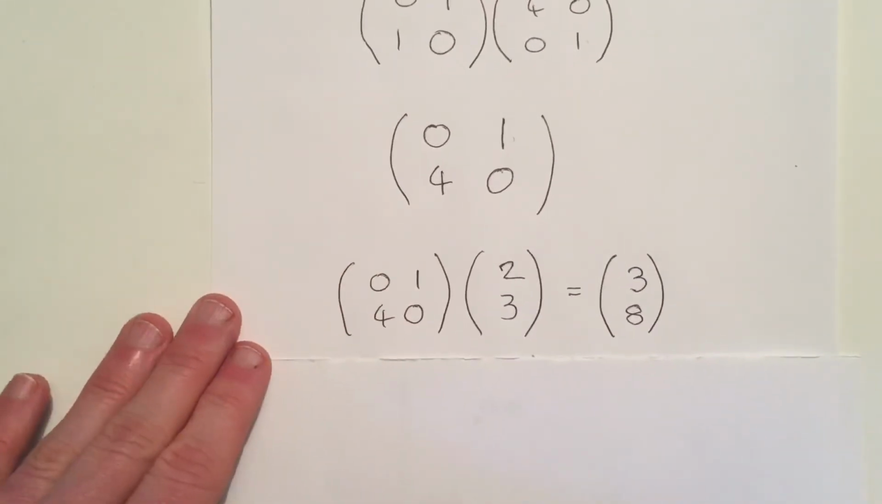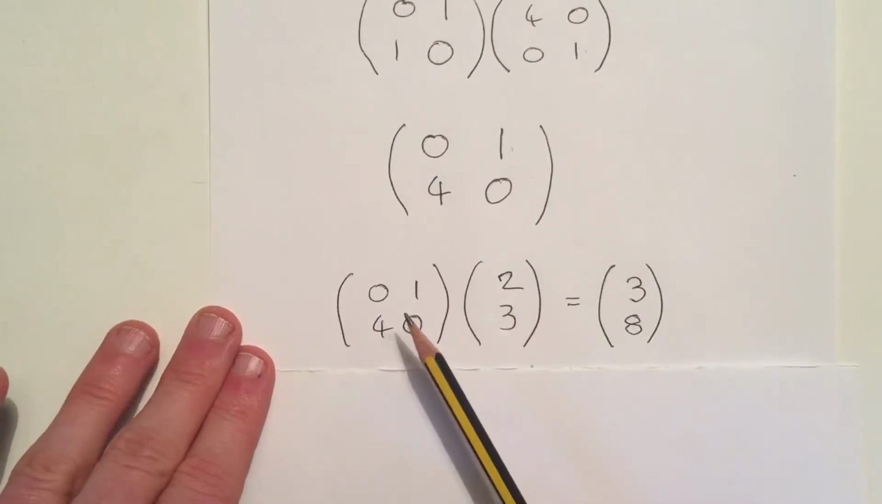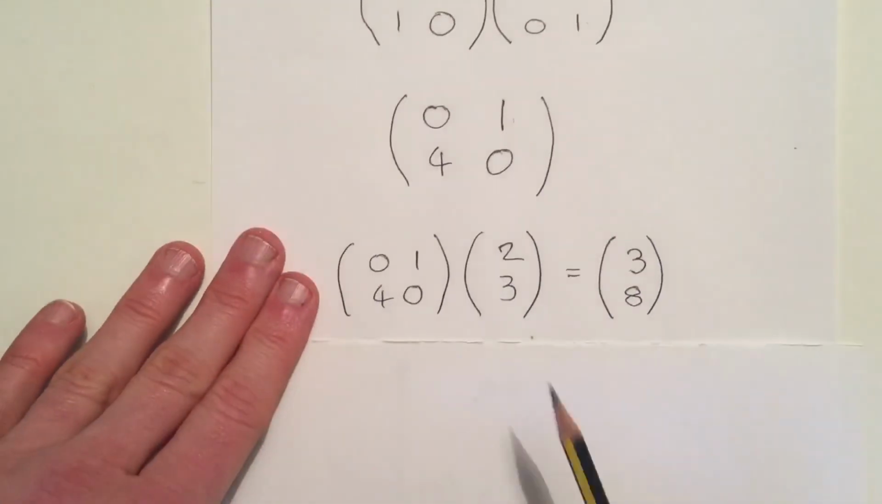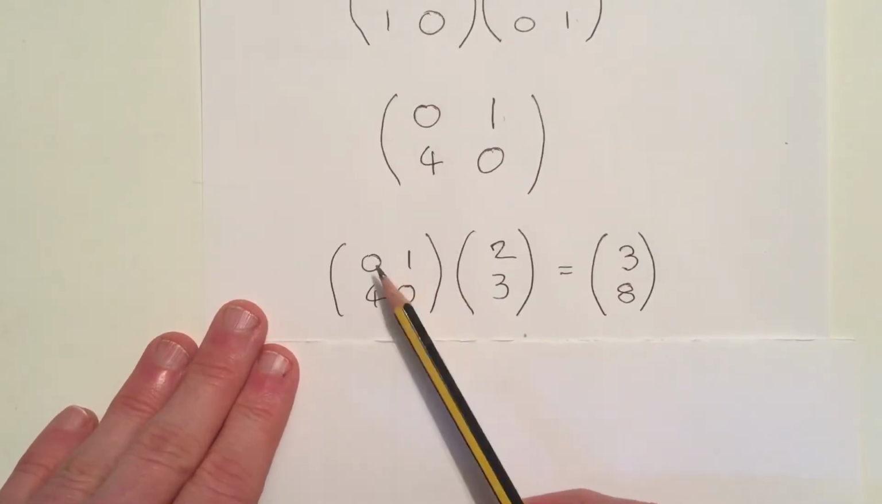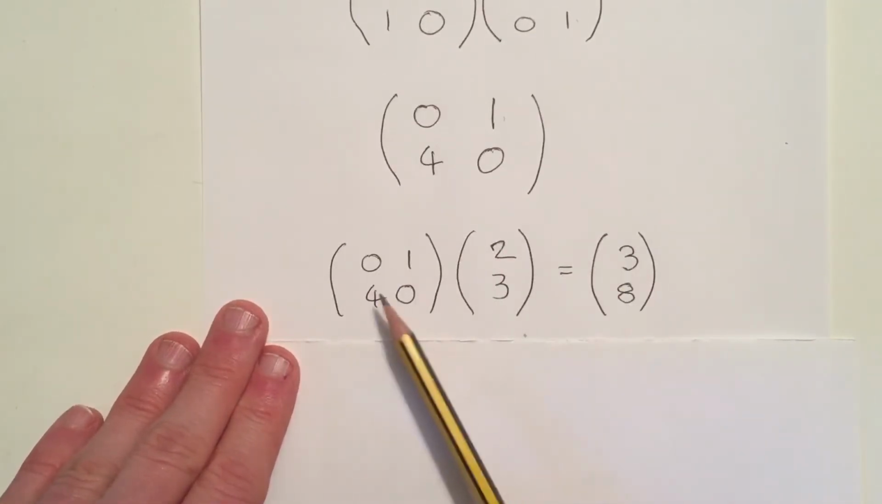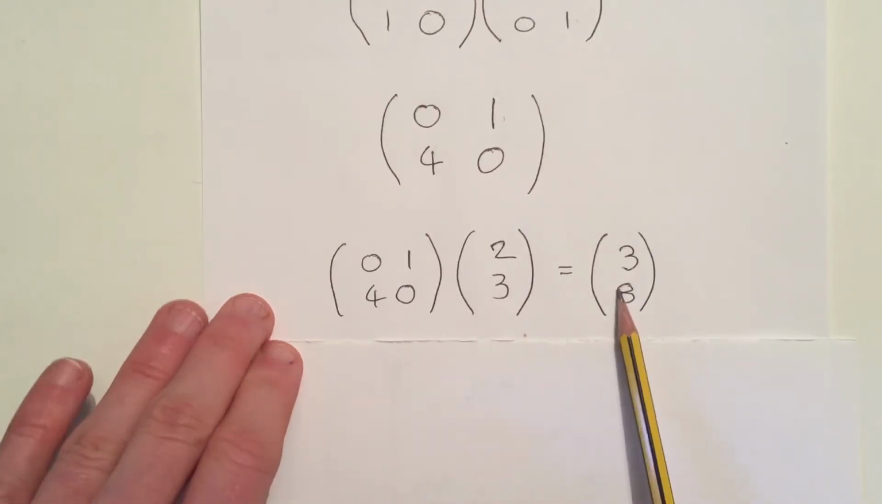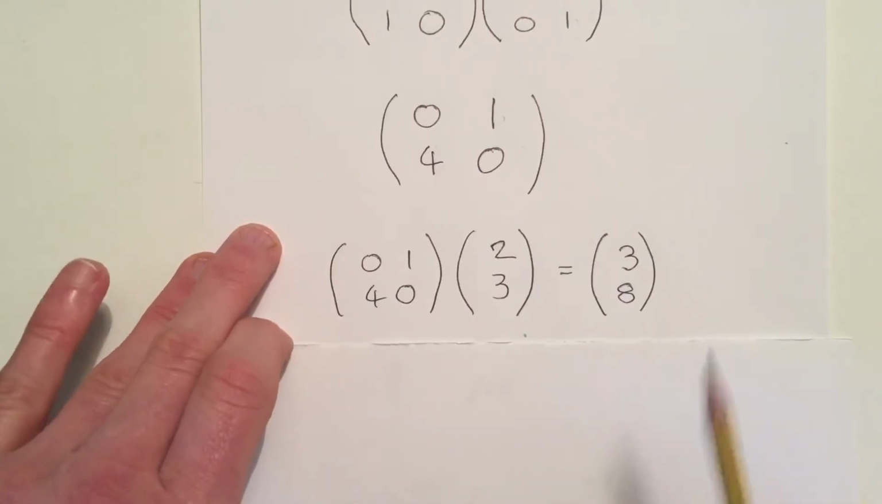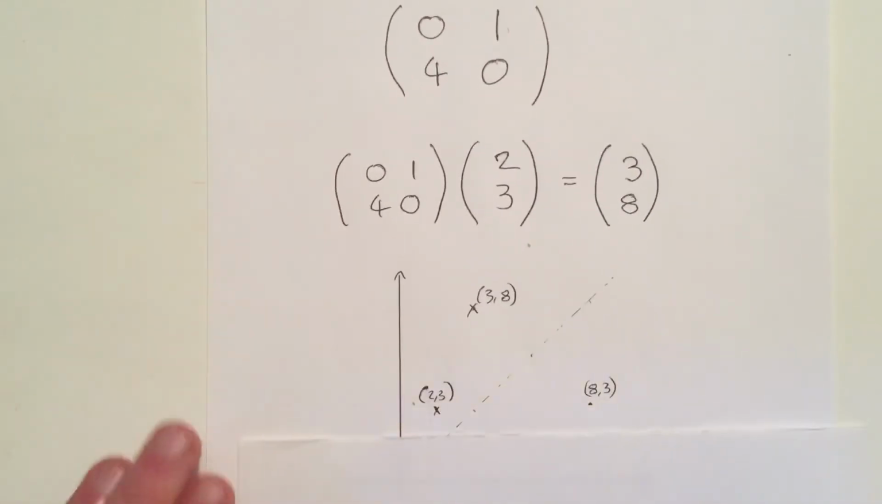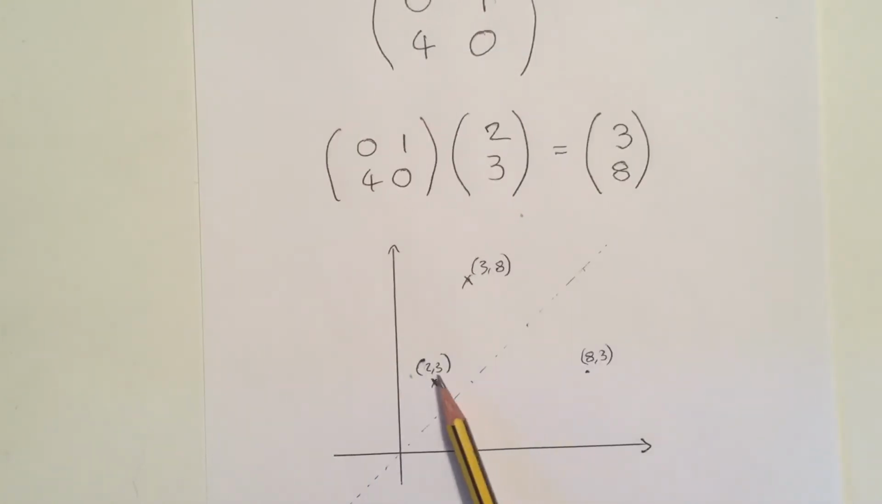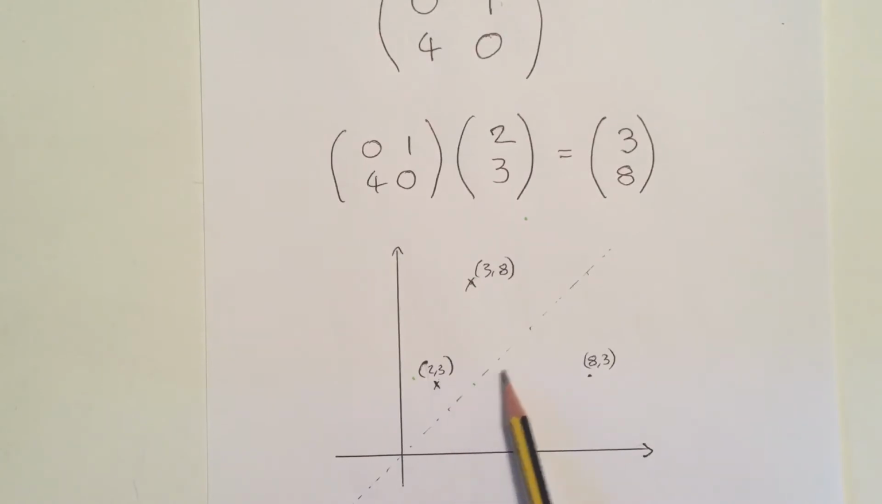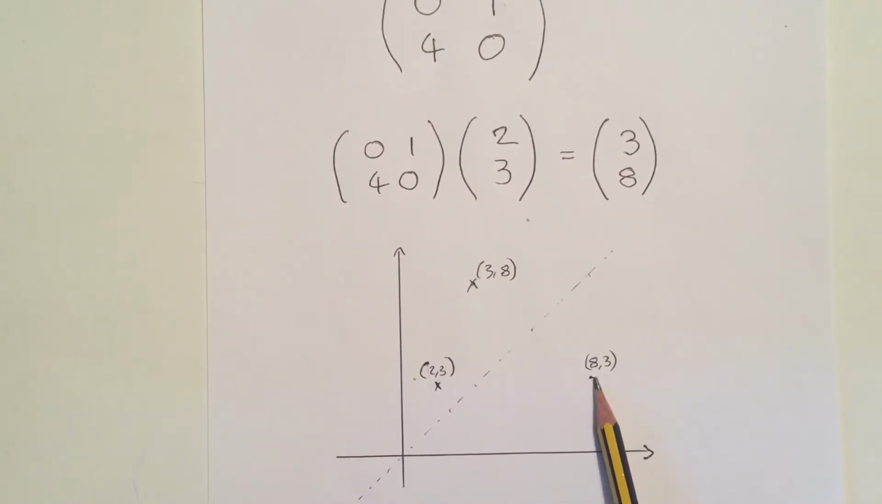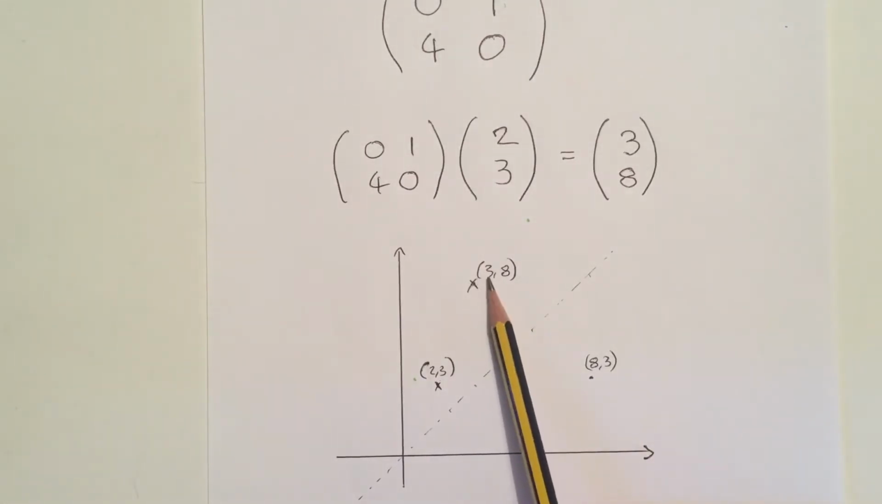So if I were to transform the coordinate 2, 3 by this combination of transformations, 0 times 2 plus 1 times 3 is 3, 4 times 2 plus 0 times 3 is 8. So again, we get a different coordinate than we had before because we're doing different transformations, a different order of transformations. And this still does work. So you can see here I've taken that same original coordinate, but this time I've stretched it by a scale factor 4 in the x direction first to get 8, 3. Then I've reflected that in the line y equals x to get the coordinate 3, 8.